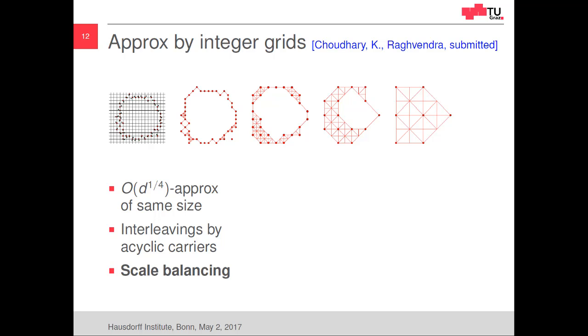Yeah? And I think that's quite nice, and it can be convenient for such approximation schemes because you never need to know the interleaving maps explicitly. It's enough to know that they exist. For computations, they are not needed.